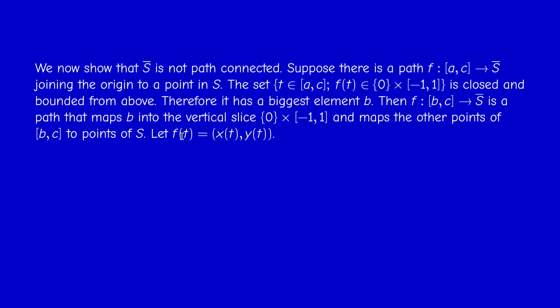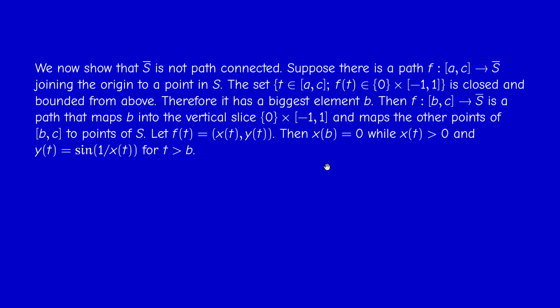And since f is a path from an interval AC into R², it has two components, because S bar lives in R². So let X be the first component and Y be the second component. Since f is continuous, both X and Y are continuous. Now, by definition of B, f of B is (0, Y of B). Okay, so X of B is 0 necessarily.